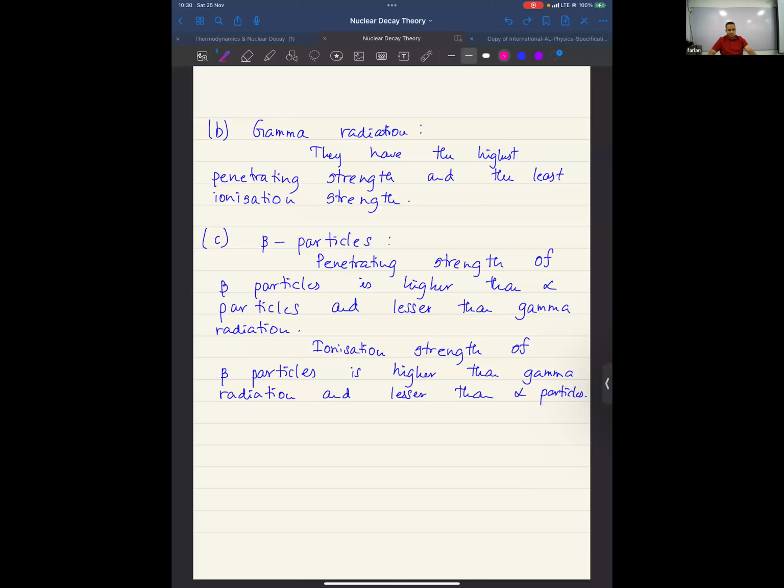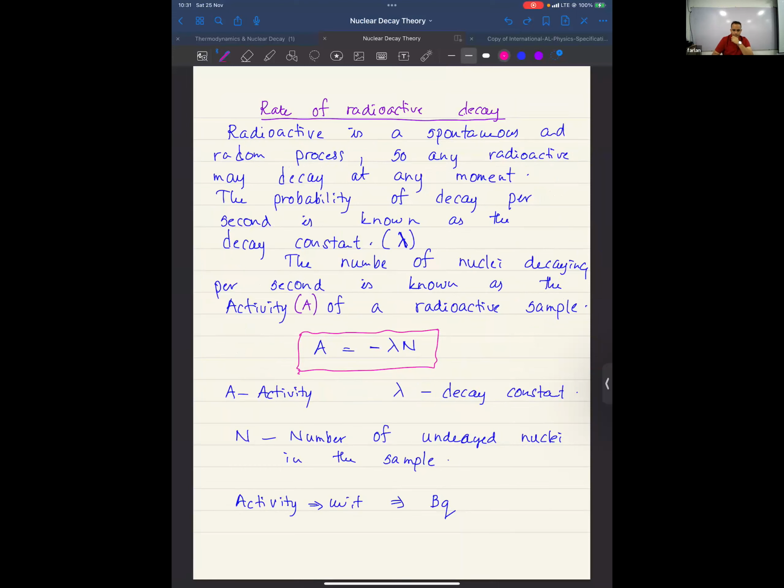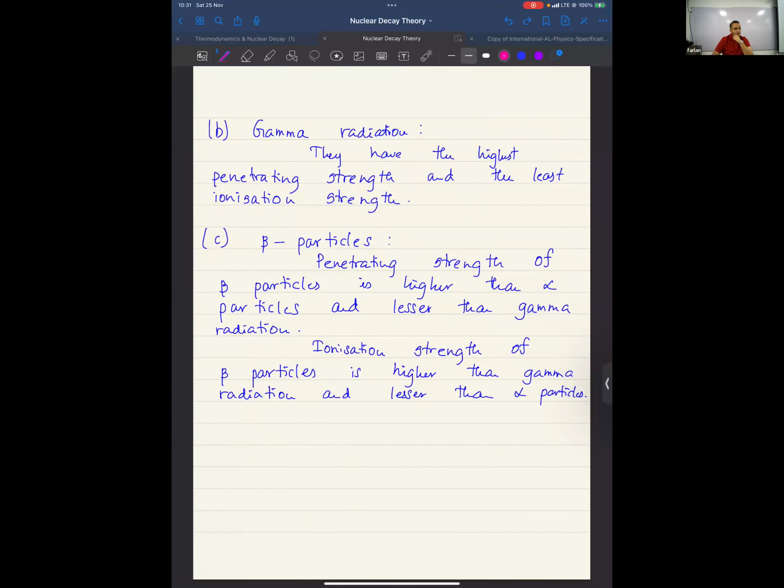And below that, the ionization strength of beta particles is higher than gamma radiation, and lesser than alpha particles. Okay. Right. Alpha particles.